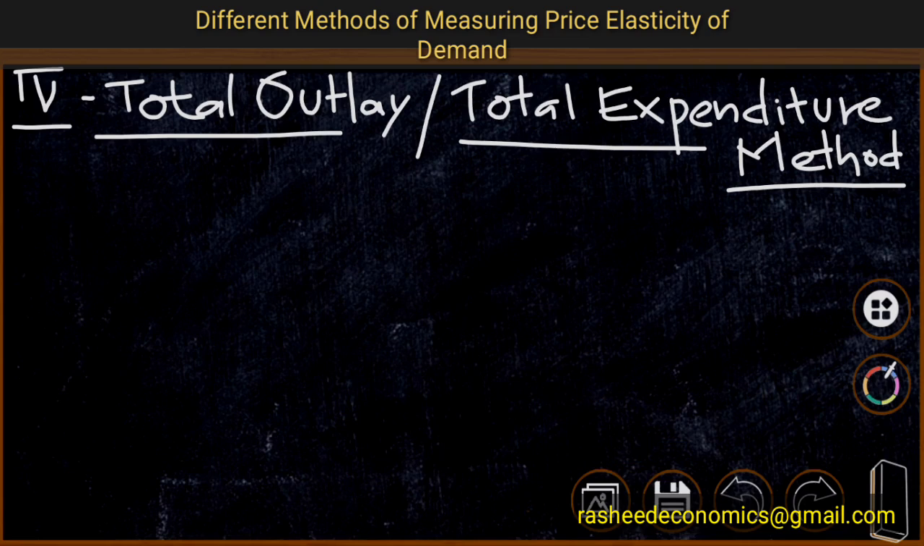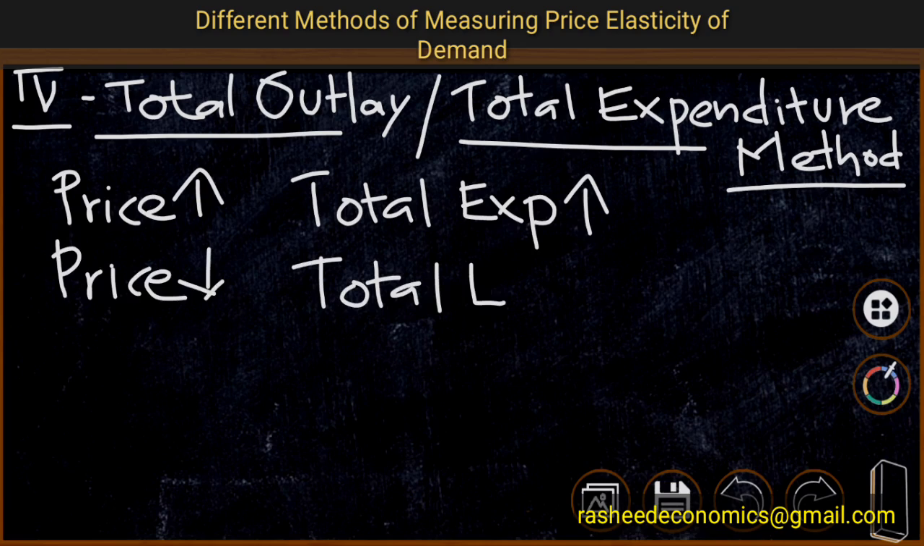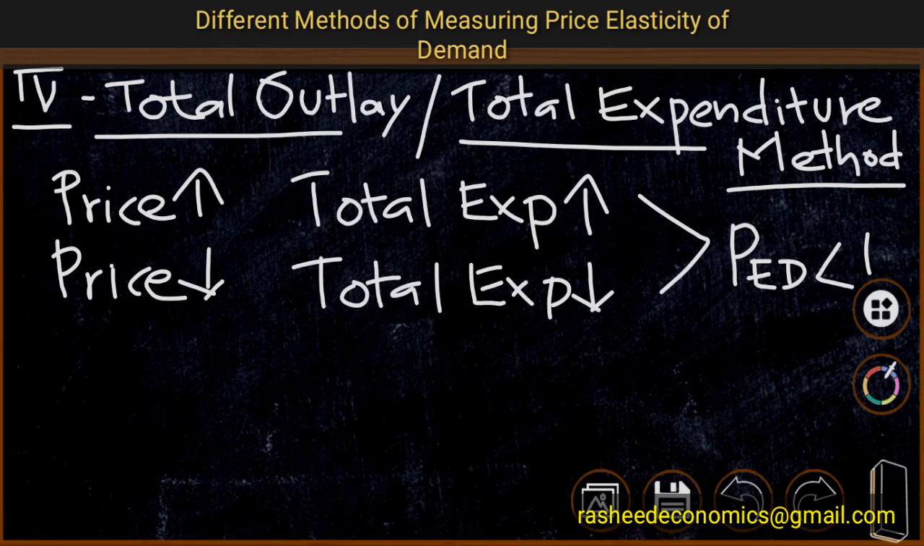Now we are going to analyze less elastic demand. Suppose when the price of a commodity increases, along with the increase in price, total expenditure on the commodity also increases. And similarly, when the price of the commodity falls, total expenditure on the commodity also falls. That means when price increases, total expenditure increases, and when price decreases, total expenditure decreases. In such a situation, we can say that there is price elasticity of demand less than 1. That is, less elastic demand.